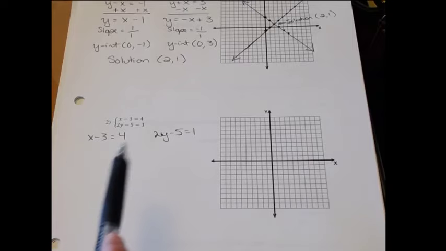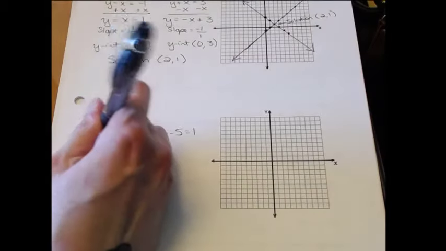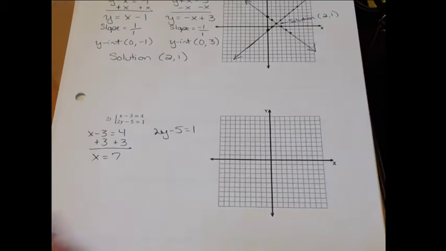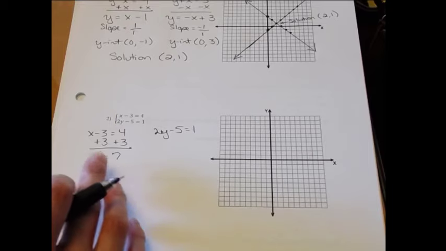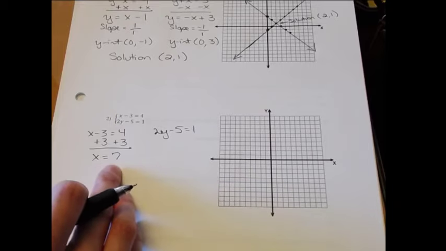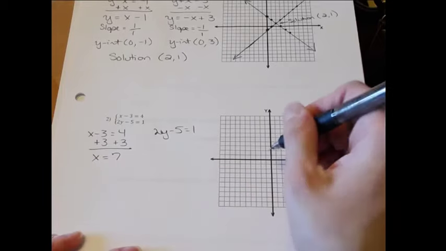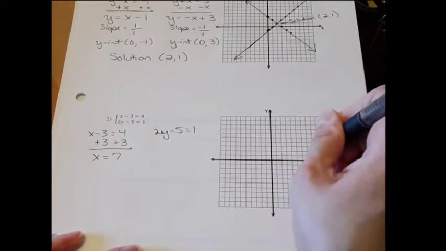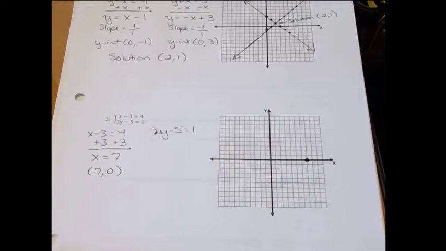Even if you have just one variable, shouldn't you try to solve for it? If I try to solve for x and I add 3, I'm left with x is equal to 7. But we learned that this is a specific line. If you know that x is 7, let's think about what that means. X is 7. So I'm going to go over to x, 1, 2, 3, 4, 5, 6, 7, and I'm going to plot that point. If x is 7, that ordered pair that I just plotted is 7, 0.